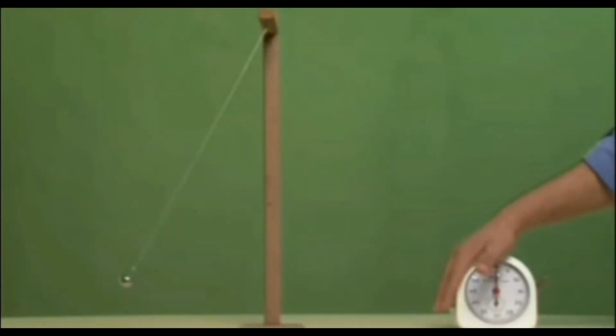Before starting the experiment, you should hang the bob using the thread to the stand. Then you should leave the bob from one end, so it should make oscillations. For 20 oscillations, you should measure the time using the stopwatch.